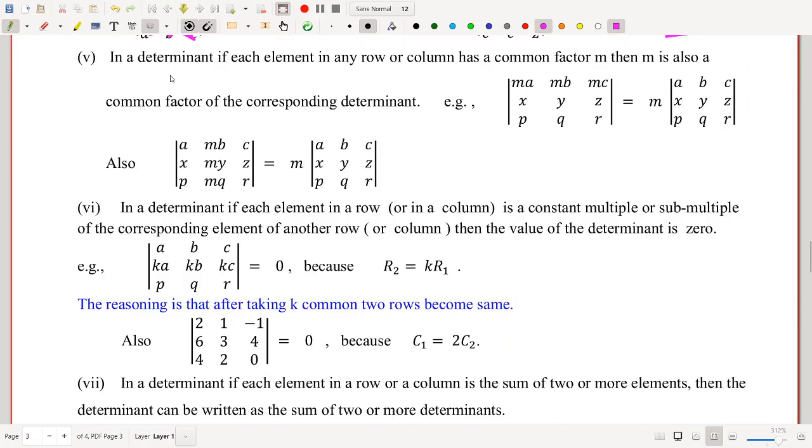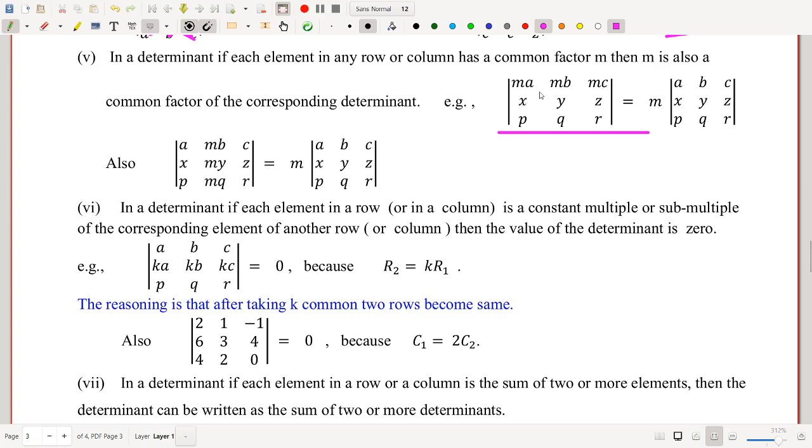Property number 5. In a determinant, if each element in any row or column has a common factor, say m, then m is also a common factor of the corresponding determinant. How? Let us see this. In this determinant, in the first row I have taken ma, mb, mc, means m is common to all the elements.